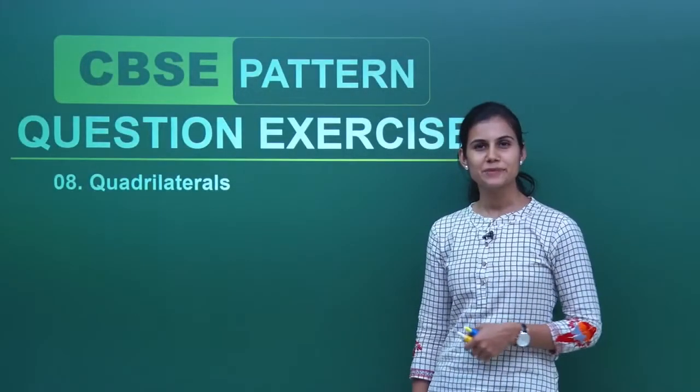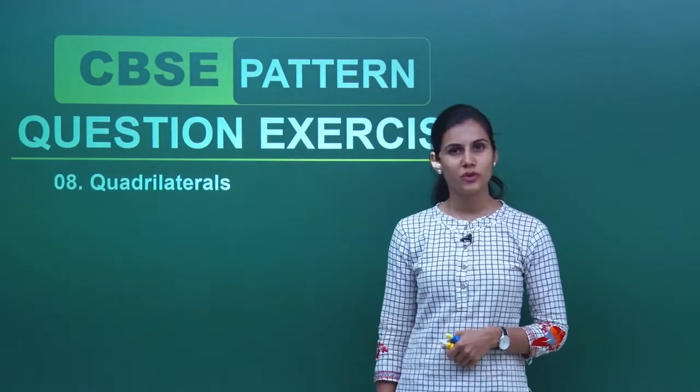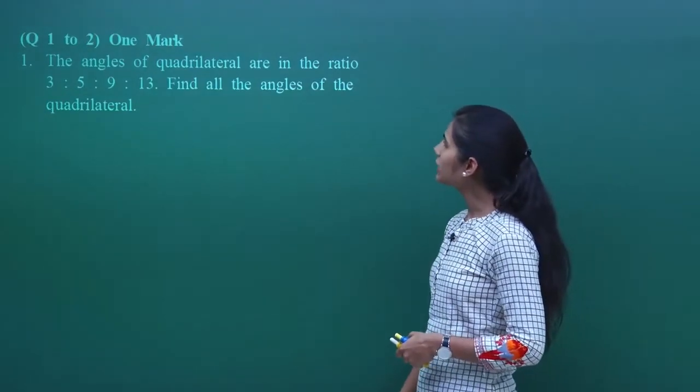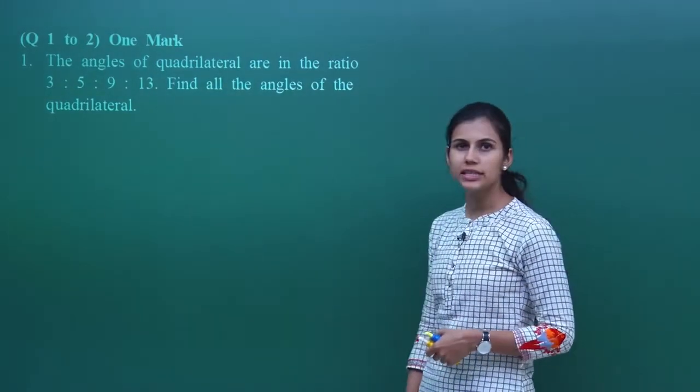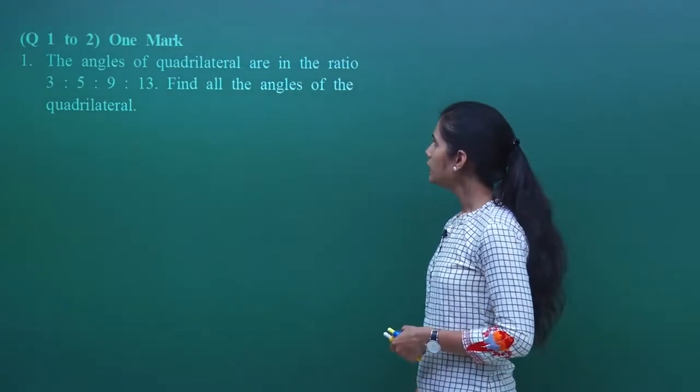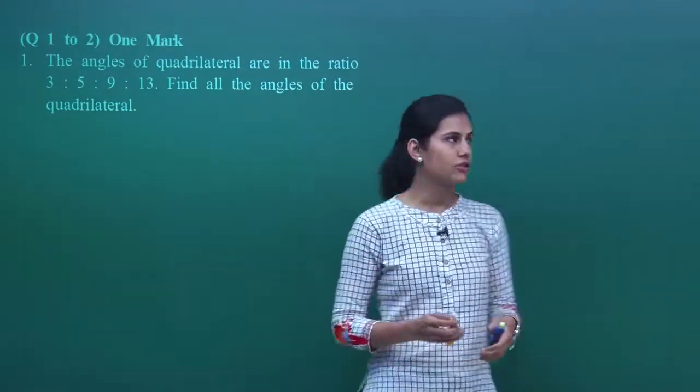Hello everybody, let's begin with the discussion of the questions over quadrilaterals. The first question says that the angles of a quadrilateral are in this particular ratio. Obviously in a quadrilateral there are 4 angles, that is why these 4 numbers are given to you. Find all the angles of that quadrilateral.